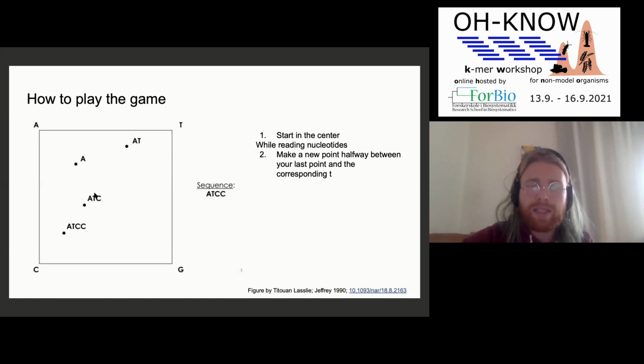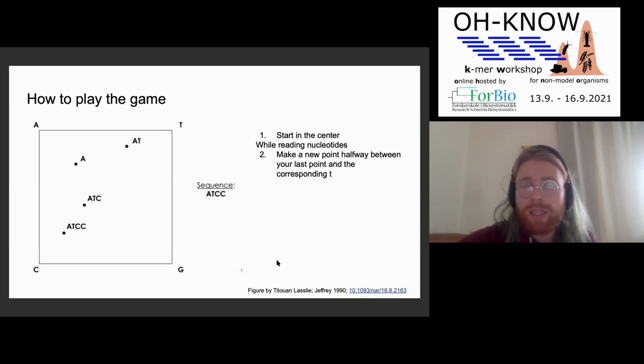So for example, you always start in the very center, and in the sequence A, T, C, C, I would draw a new point halfway between A and the center. So that's over here. Then the next nucleotide is T, so I take the last point, which is the one for A, and place a new point between it and the corner that is labeled T. And then I have C, C, so I go C and C.